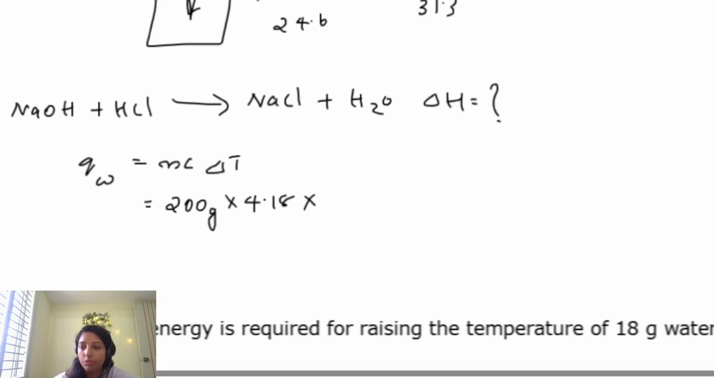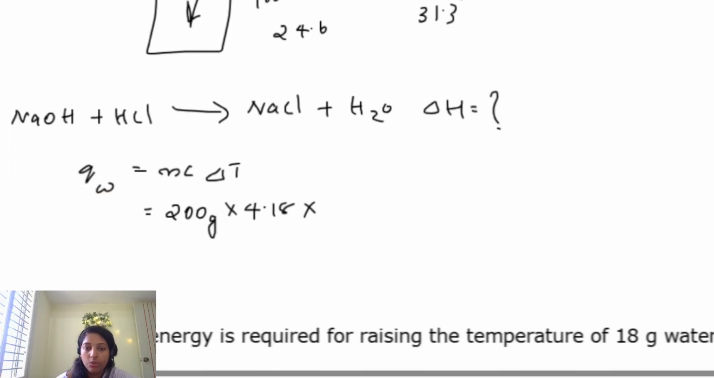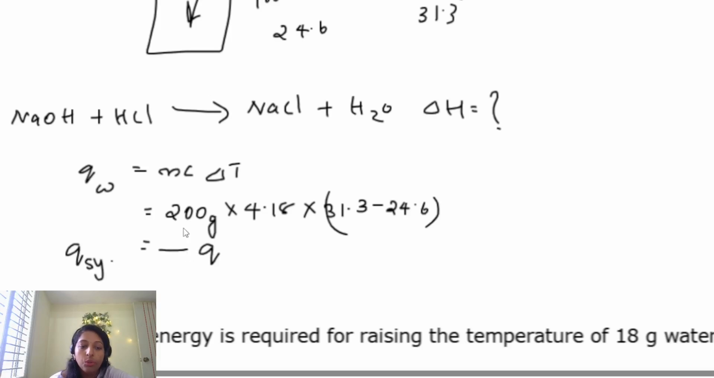And see the temperature difference. What was the temperature difference? 31.3 minus 24.6, the final temperature minus the initial. So this is Q water. Then what about Q system? Yes, you need to take the negative of Q water, the second step, isn't it? And then the third step is just stoichiometry, right?